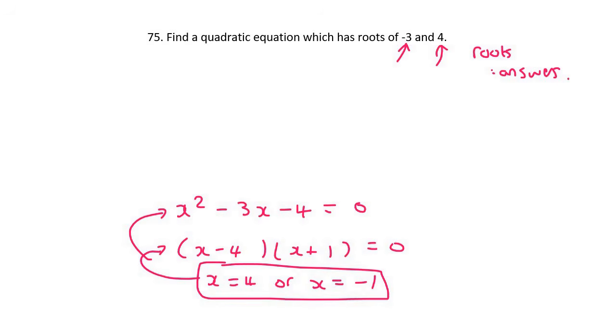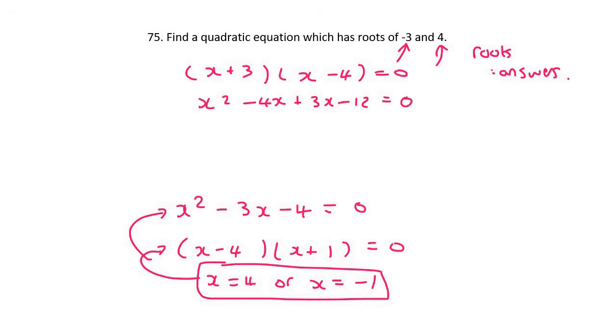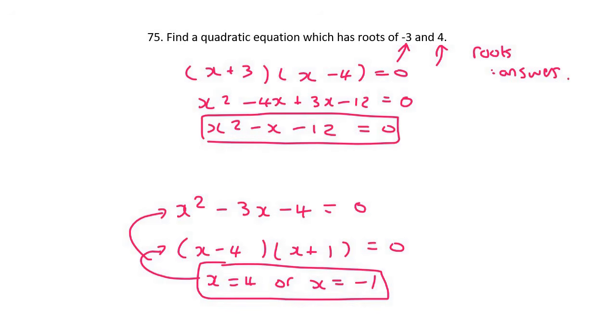So in this question, they're giving you this, so you go back to that. If x is equal to minus 3 and x equals 4, then you can make two brackets by saying x plus 3 and x minus 4 equals 0. And then you just go ahead and multiply that all out, and then you simplify, and there is your answer. So there's your quadratic equation. It'll be x squared minus x minus 12.